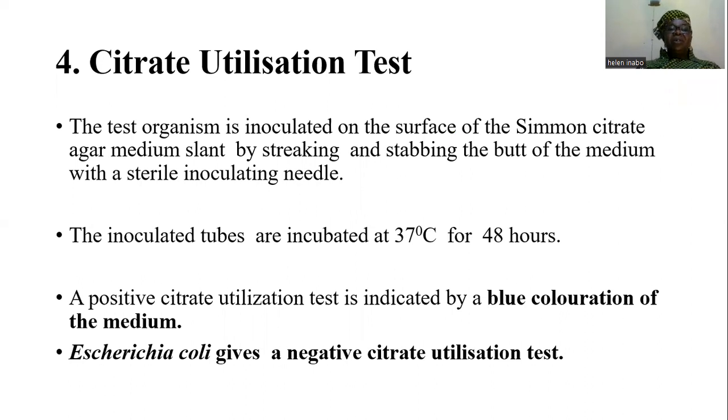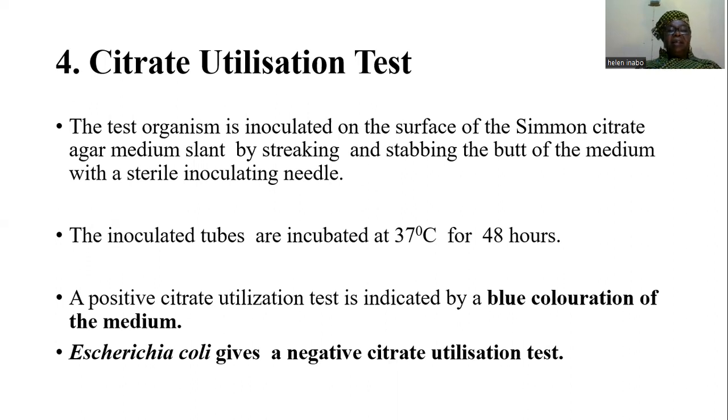A positive citrate utilization test is indicated by a blue coloration of the medium. The principle behind this test is that citrate is the sole source of carbon in the medium, which is Simmons citrate agar medium. As the test organism grows, an alkaline environment is created, and the pH indicator, bromothymol blue, changes to blue, which is its color in the alkaline environment.